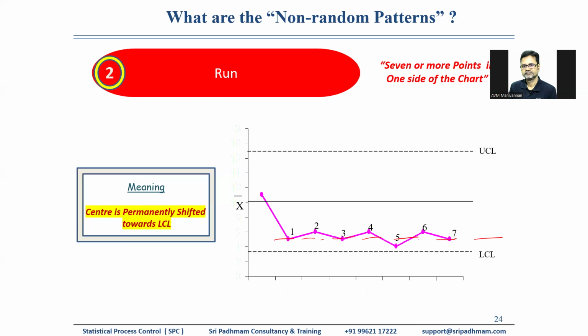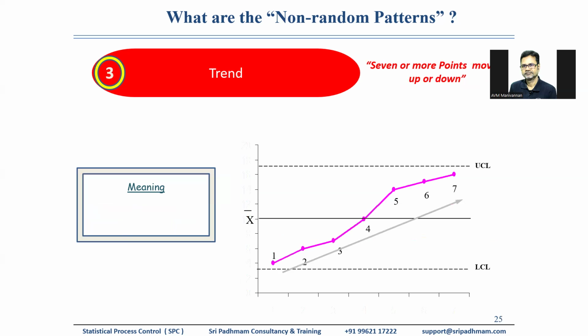Some companies follow 8 also. In process industry, they follow 8 as well. Trend, we discussed. That means the 8th point may likely fall here. Take action. It's called trend. Clear or not clear? Clear, sir.